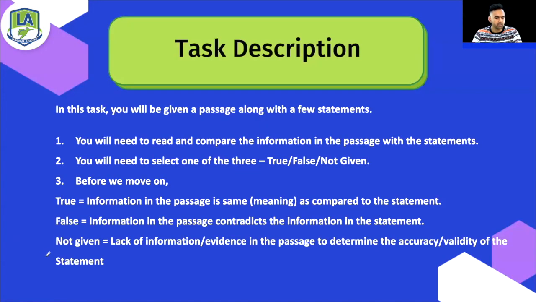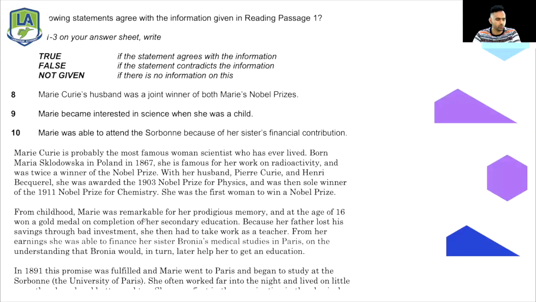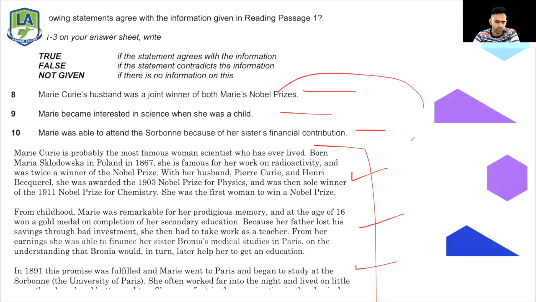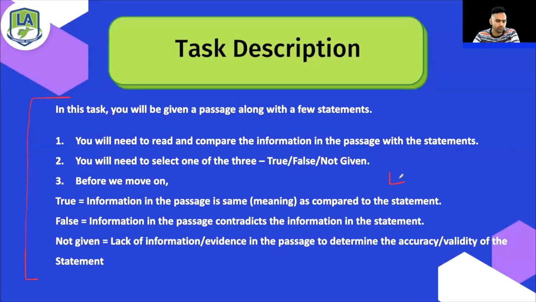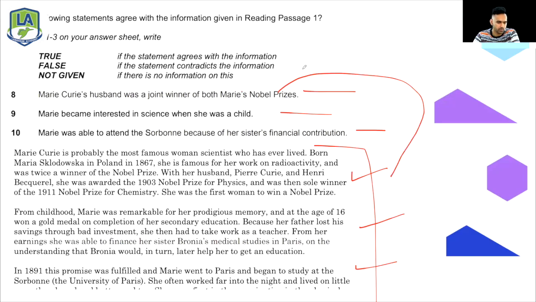All right, what happens in this task? Before I explain the task description, let me show you what it will look like. So you'll have a passage on your screen. I have got 3 paragraphs over here. You'll have 3, 4, 5, 6, 7 paragraphs, as many paragraphs. And then you'll have a few statements over here. You need to compare the information in this statement with the information in the passage and then figure out whether this statement is true, this statement is false, or this information is not given.